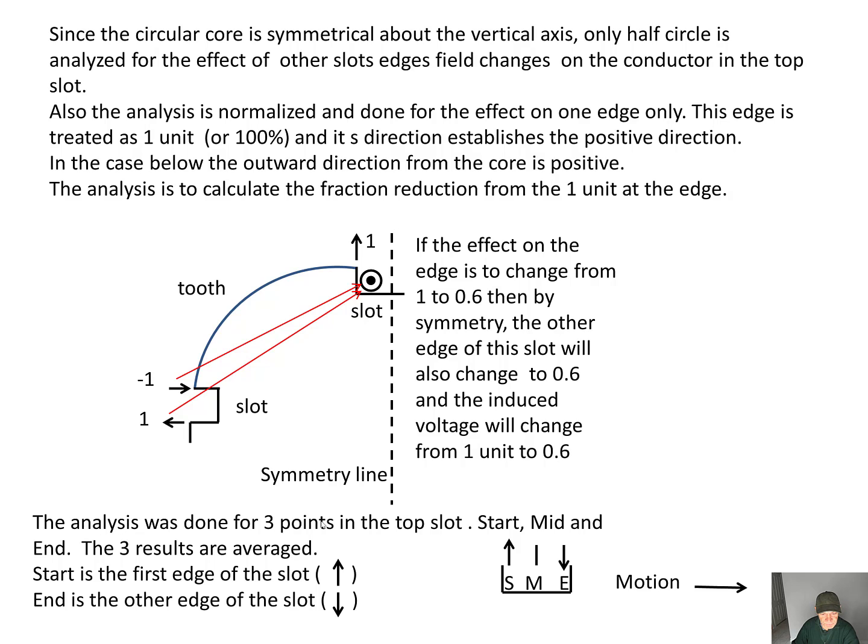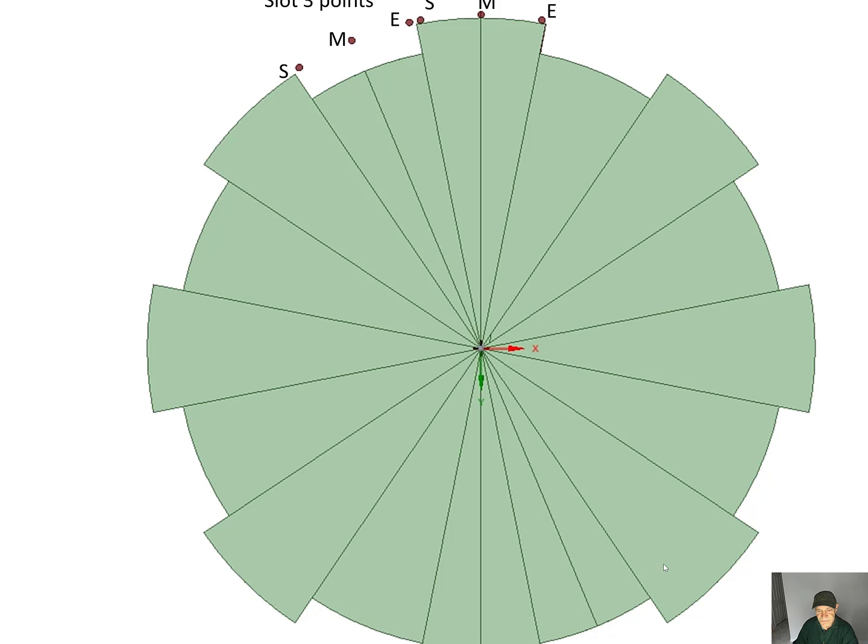The analysis was done for 3 points in the top slot: start, mid, and end. The 3 results are averaged. The start is the first edge of the slot, which is the vertical. So this is the start, the first edge, vertical. And the end is the other edge of the slot, which is the vertical. And this is the motion. So we'll have 3 points when we're doing the analysis: a start, a middle, and an end. This is for the slot, and this is for the tooth. We have a start, a middle, and an end.